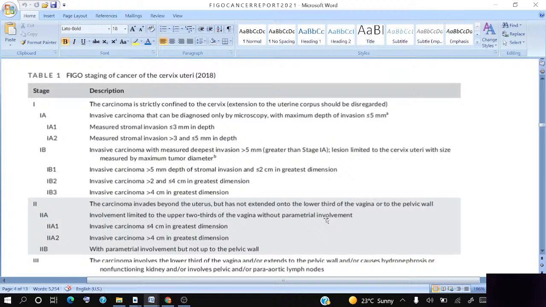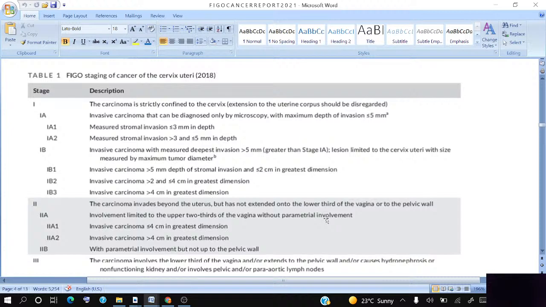So stage 1 is again divided into A1 and A2. Here the cancer is strictly confined to the cervix. Stage 1A is invasive carcinoma that can be diagnosed only by microscopy, with a maximum depth of less than 5 millimeters. 1A1 is a microinvasion: stromal invasion with a depth of less than 3 millimeters, and 1A2 is stromal invasion of more than 3 and less than 5 millimeters in depth.